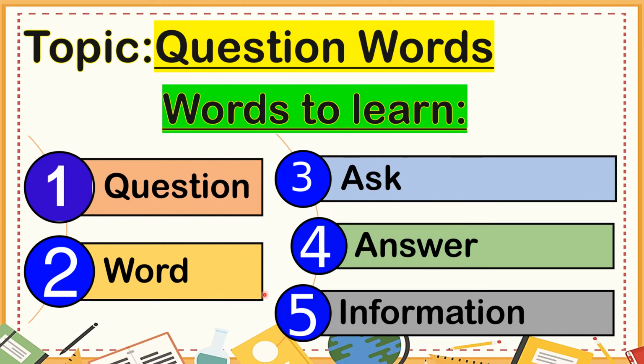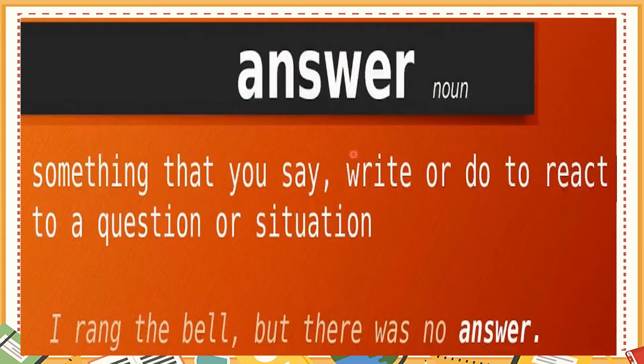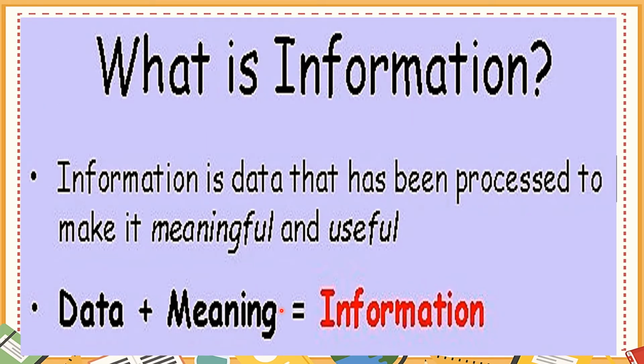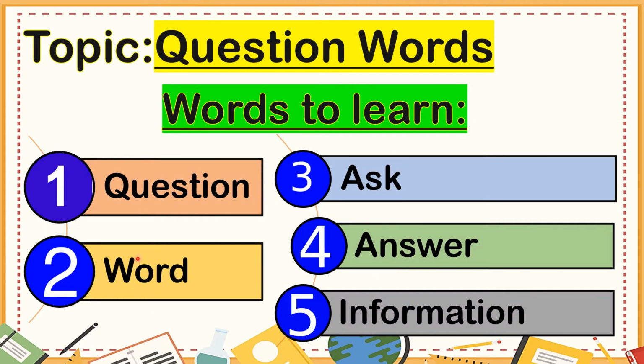Now, class, let's go to the fourth word, which is answer. Answer. Something that you say, write, or do to react to a question or situation. For example, I rang the bell, but there was no answer. Now, the last word we have is information. What is information? Information is data that has been processed to make it meaningful and useful. Data plus meaning equals information. So these are the 5 words that we have.